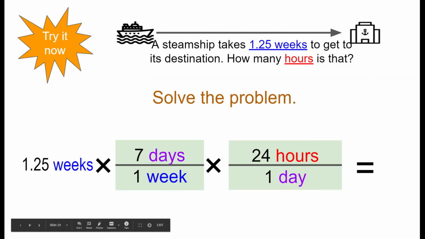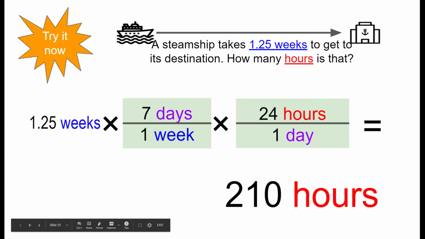So solve the problem. So we get at the end 210 hours. Pretty much all we had to do was multiply those three numbers because there's no number other than 1 in the denominator, and all the units cancel except for hours.